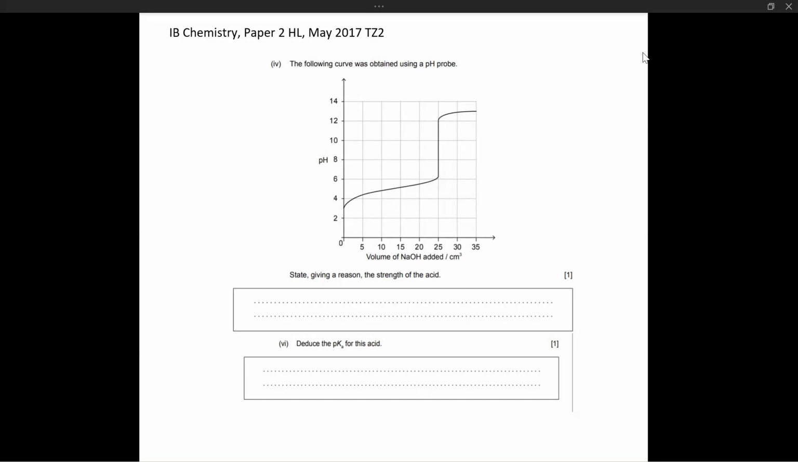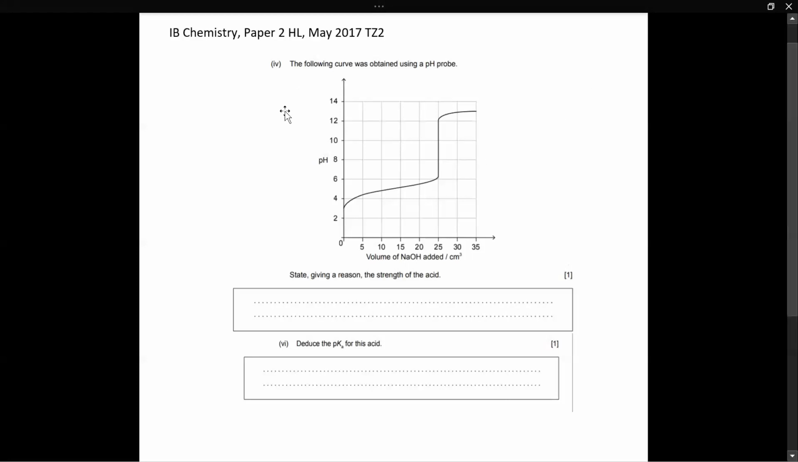Now, this kind of question is very common. I'm sure those of you in IB year 1 or even 2 know these kinds of questions come up a lot with this graph and this pH curve. They will ask you small 1-mark questions like this, such as deduce the pKa, or give the strength of the acid, giving a reason. And I'm going to tackle this question over here.